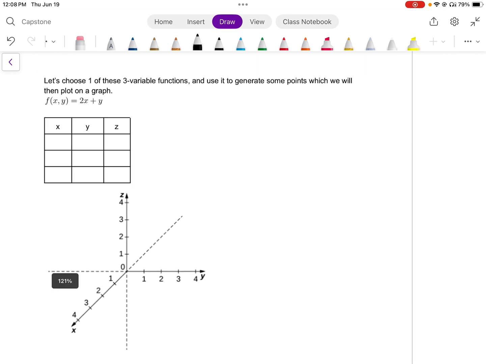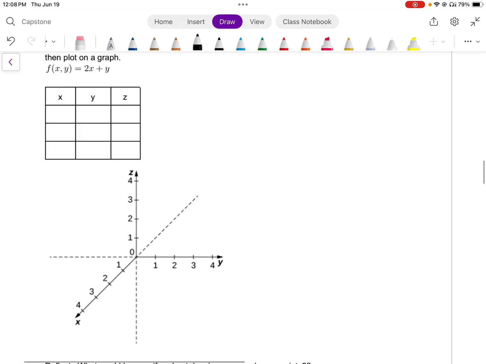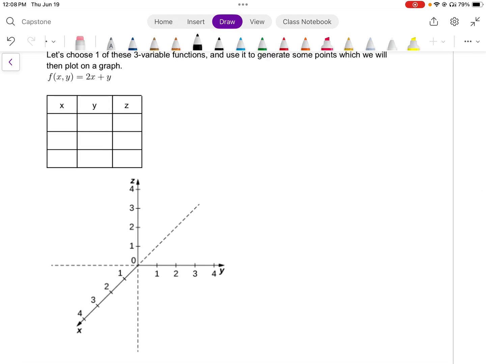Now, if you want to try this all by yourself and you think you know what to do, go for it. I suggest choosing some small values for X and Y. Pause the video, give it a try, or just stick around for this little explanation. The easiest point to get is going to be X and Y equal to 0. So f of 0 comma 0 is 2 times 0 plus 0. That's equal to 0. So there's a really easy point to get.